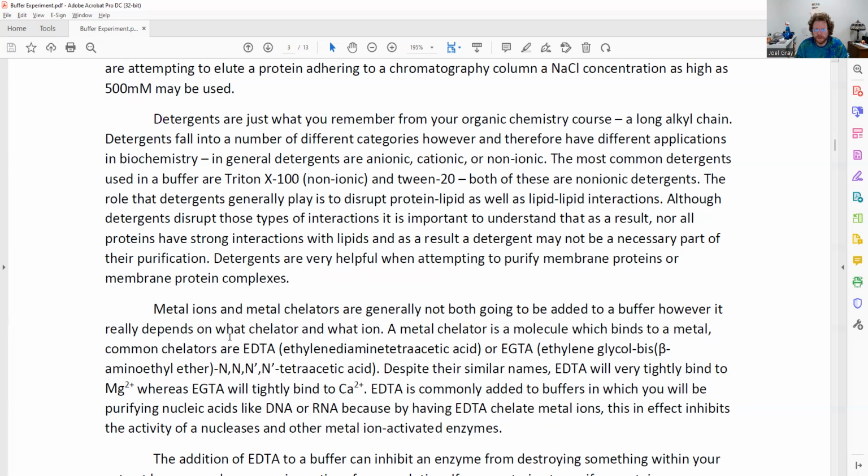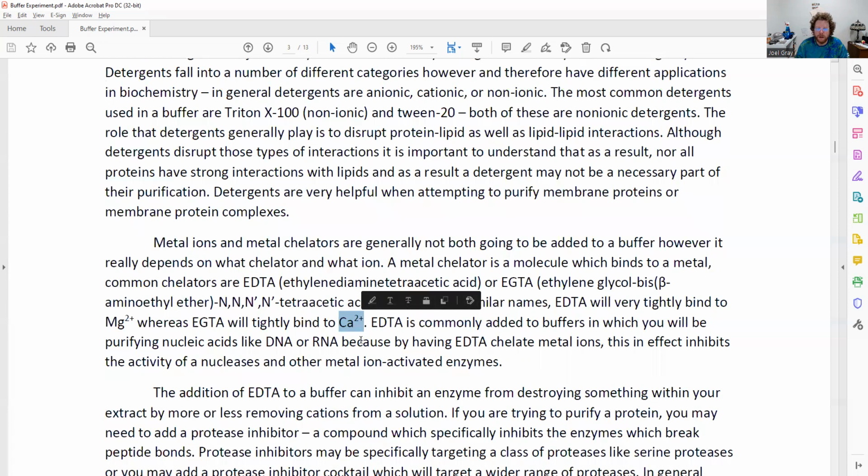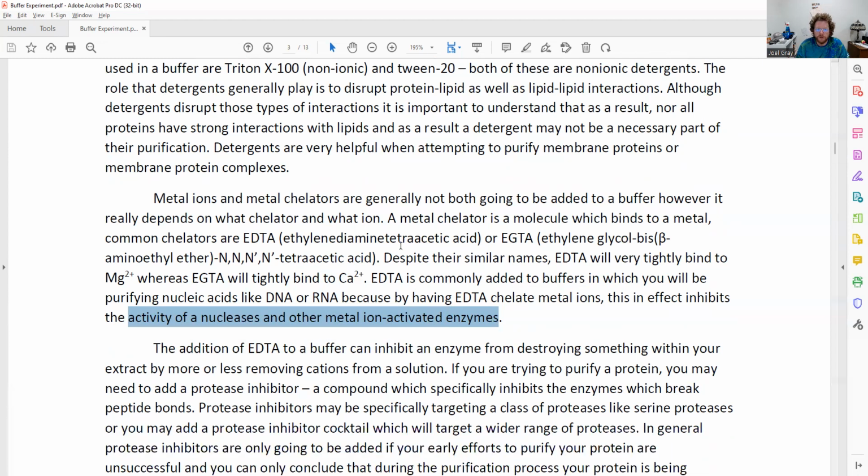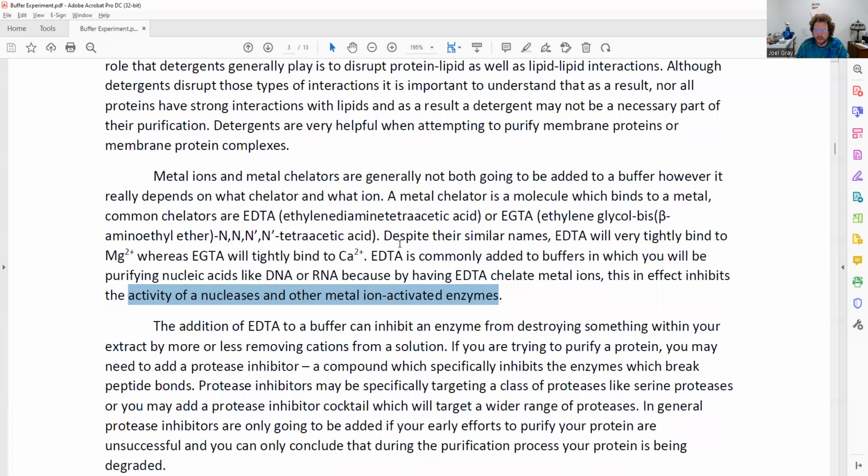So common chelators that are added are EDTA and EGTA. EDTA binds magnesium cations, Mg2+, whereas EGTA very tightly binds calcium ions. And one of the other things that they're going to do is inhibit the activity of nucleases and other metal activated enzymes. So if you're trying to work with a DNA binding protein, you probably don't want nucleases to be very active because then that's going to chomp up any of the DNA that's present in your solution. So EDTA and EGTA are going to do the same thing, but they're going to act on different metals.